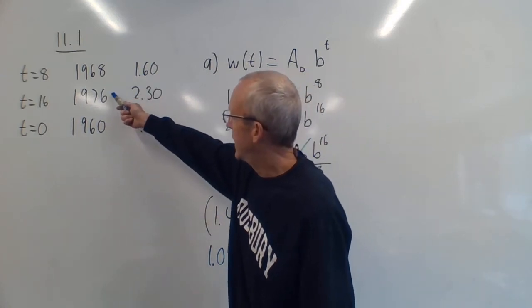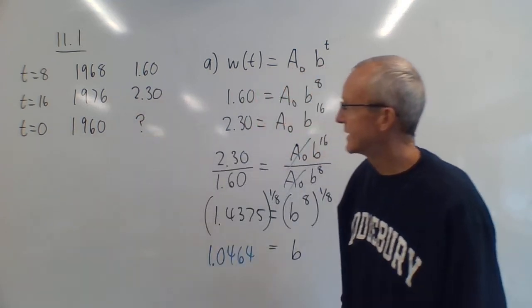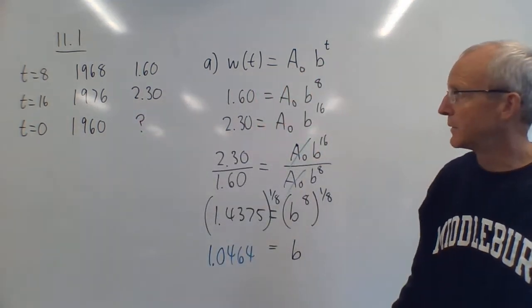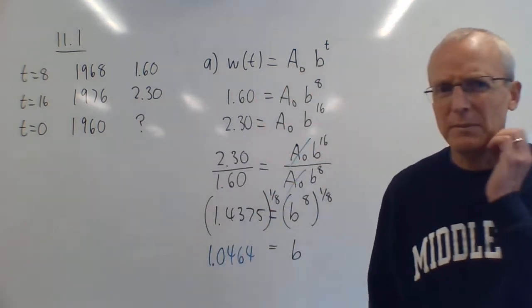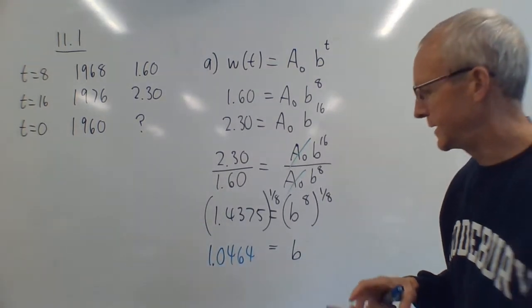It took, in 8 years, it only went up 70 cents. It didn't even come close to doubling. Doubling would have been 3.20. So, maybe it looks right. It doesn't mean it's right, but it looks like it could be right at least.